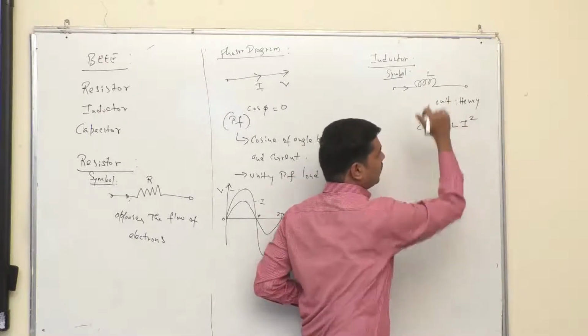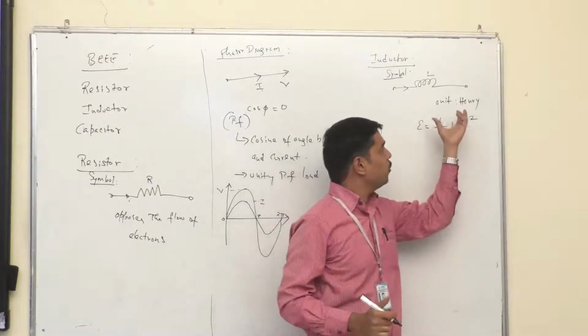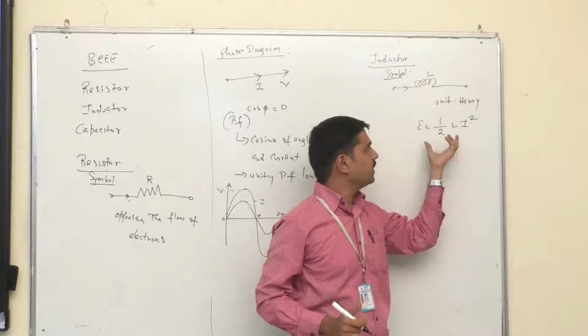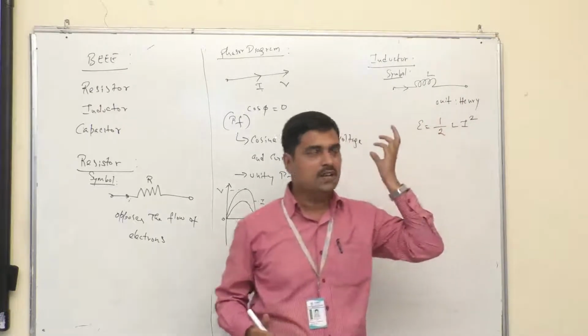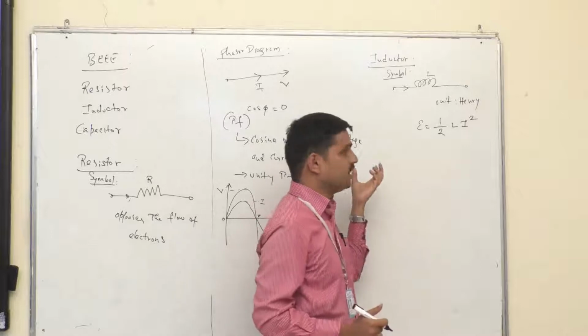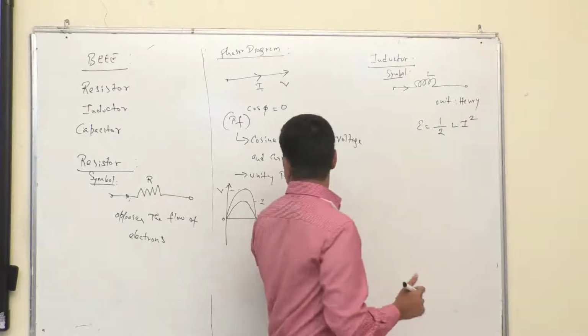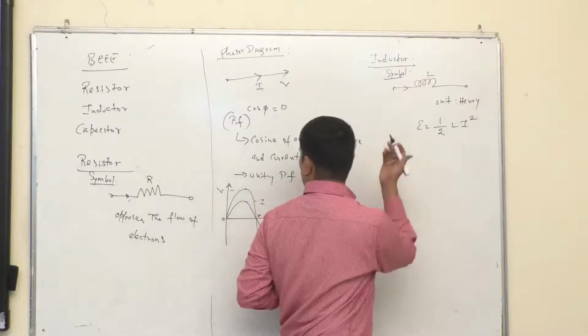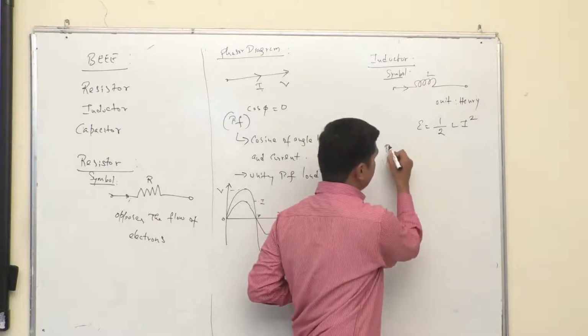So L is the inductance, the capacity, and I is the current going through it. The energy stored in the inductor is half L I square. So the inductor is nothing but an energy storage device. Next we will go to the phasor diagram.